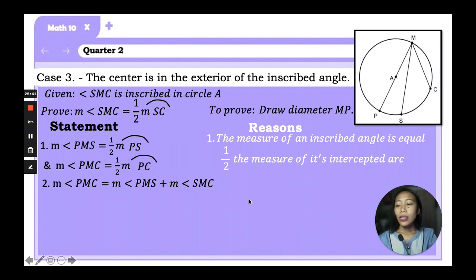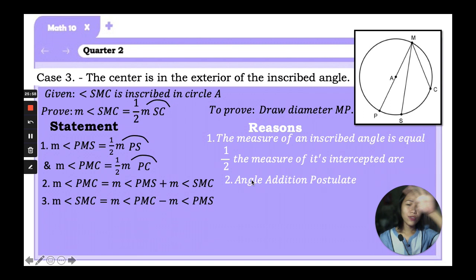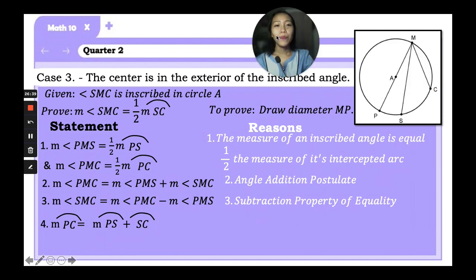For our second statement, the measure of angle PMC is just the sum of the measures of angle PMS and angle SMC. That is by angle addition postulate. You just add the angles resulting to the whole, larger angle. For our third statement, the measure of angle SMC is the difference of the measures of angle PMC and angle PMS. If we take the largest angle covering these two angles, angle PMC, and then subtract angle PMS, then we will find the measure of angle SMC. That is by subtraction property of equality.